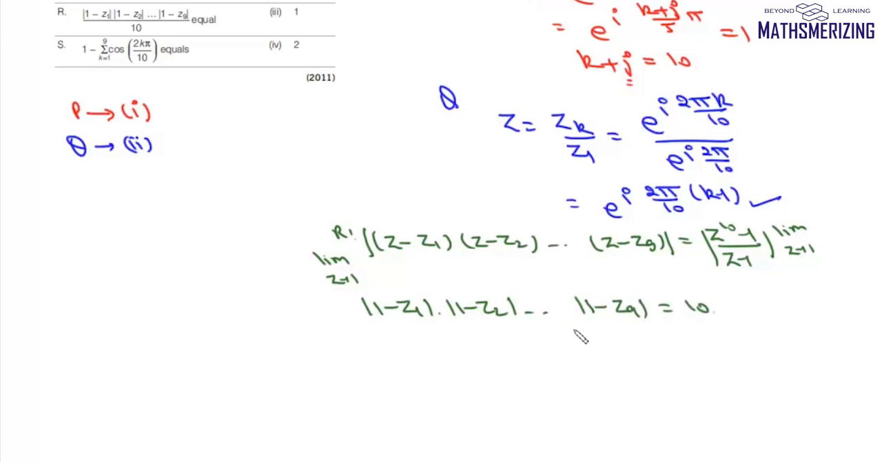Now if we take this 10 on the left hand side, we'll get mod of (1 minus z1) to mod of (1 minus z9) by 10. It is equal to 1. That means this R matches with 3.